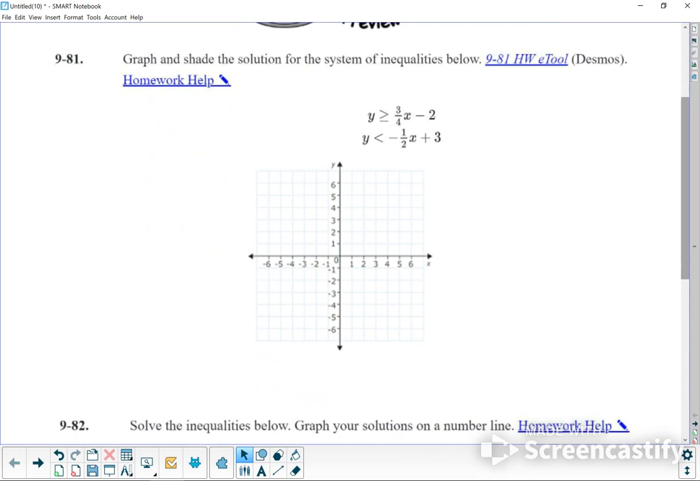You can use Desmos if you want to go into your e-tools, but why when you have me, right? And you know me, I like colors.